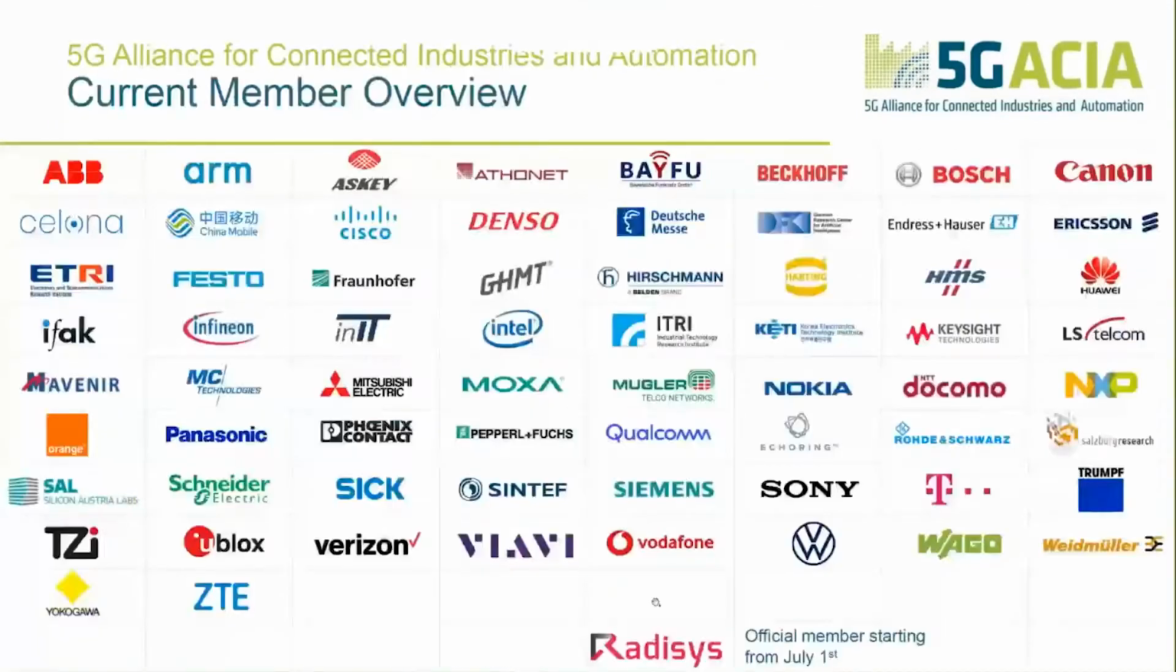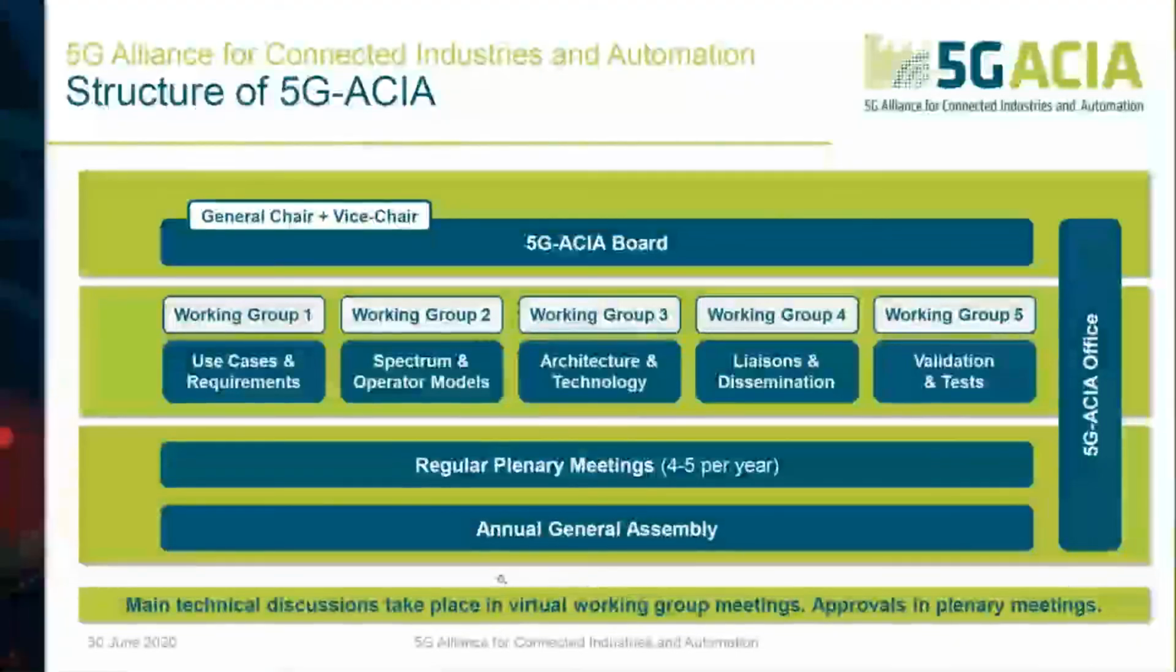So here you can see an overview of the current members that we have. So we are 66 member organizations. Starting from tomorrow, we will be 67. So Redis is the latest member, will join officially starting from tomorrow. And you can see from the logo, so it's already really an excellent mixture between OT and ICT industry and also different regions in the world. But you can also see there is still some space left on the slide, so everybody's highly welcome to get in touch with us to learn more about 5G-ACIA and also to become a member if that's of interest for you.